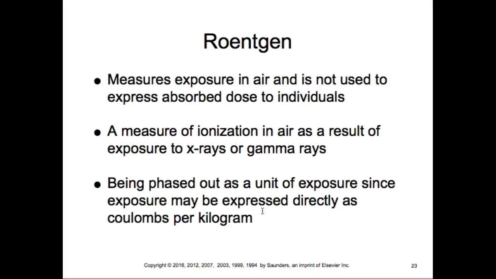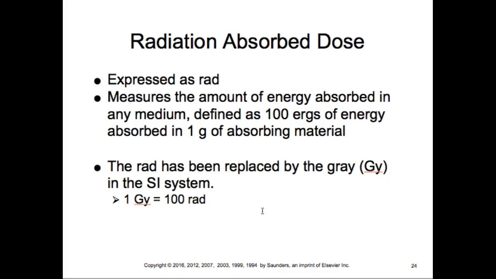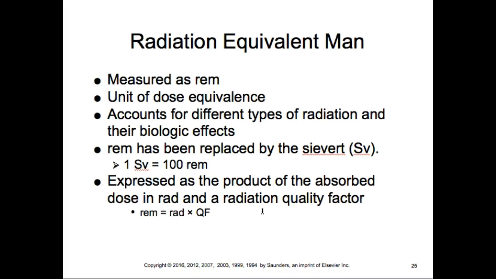So the Roentgen measures exposure in air, and is not used to express absorbed dose to individuals. It's a measure of ionization in air as a result of exposure to X-rays or gamma rays. It's being phased out as a unit of measure since exposure may be expressed directly as coulombs per kilogram. The RAD, radiation absorbed dose, measures the amount of energy absorbed in any medium, defined as 100 ergs of energy absorbed in 1 gram of absorbing material. The RAD has been replaced by the gray in the SI system. So 1 gray equals 100 RADs.